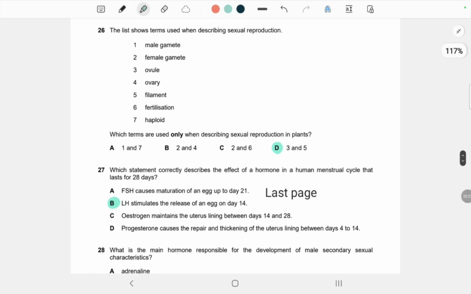Now, moving on to the next question. The list shows terms used when describing sexual reproduction. Which terms are used only when describing sexual reproduction in plants? Basically, male gametes is human, and ovule is in the plant, ovary is in the female, filament is in the plant, fertilization is in the human, haploid and diploid are in the human. When I say haploid, half set of chromosomes, and diploid, full set of chromosomes. So basically, only 3 and 5 is the correct answer.